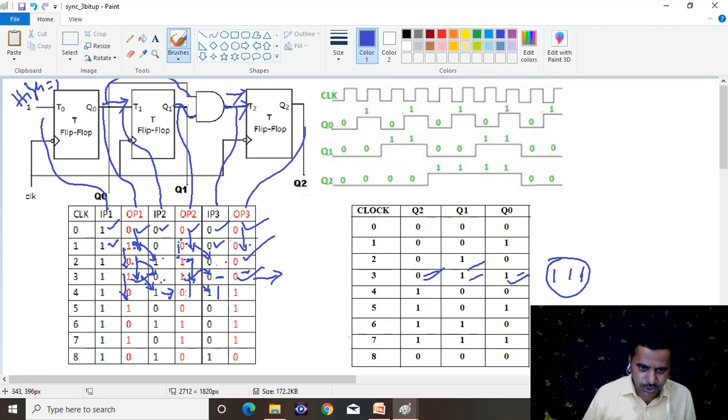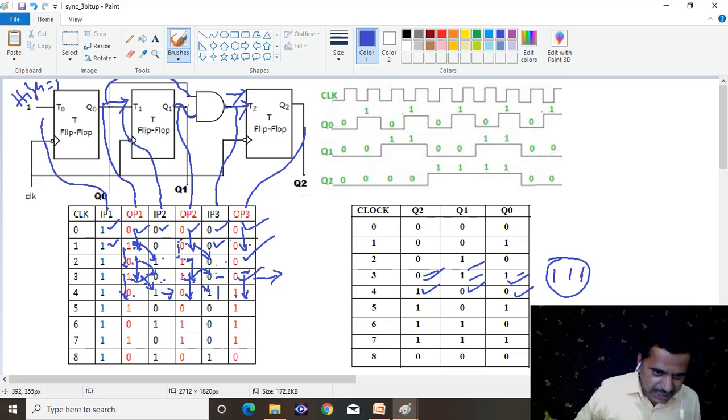Now it becomes 1 to 0. Again here the input is 1, so it has to change the state from 0 to 1. When the input is 1, it changes the state. Now what will happen? 0, 0, 1. Again we are getting 0, 0, 1. Yes, you are getting the correct one.